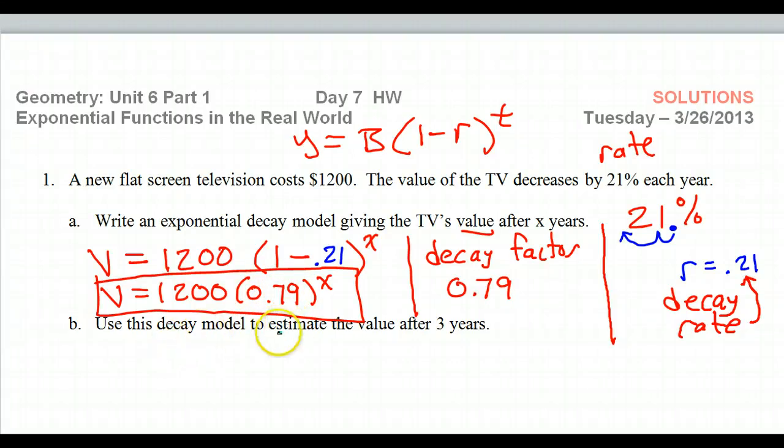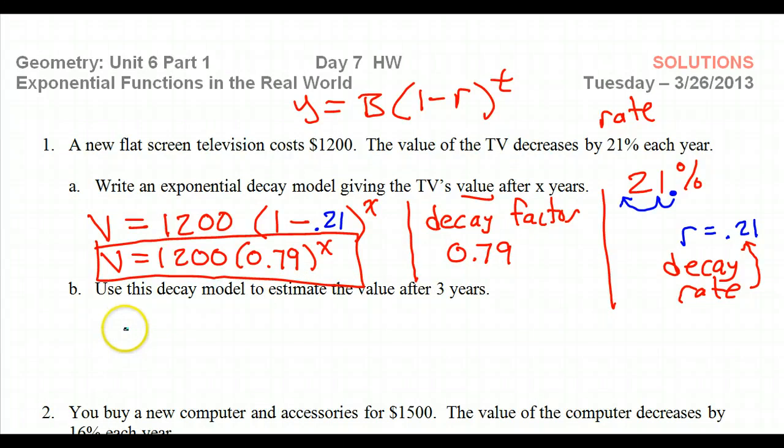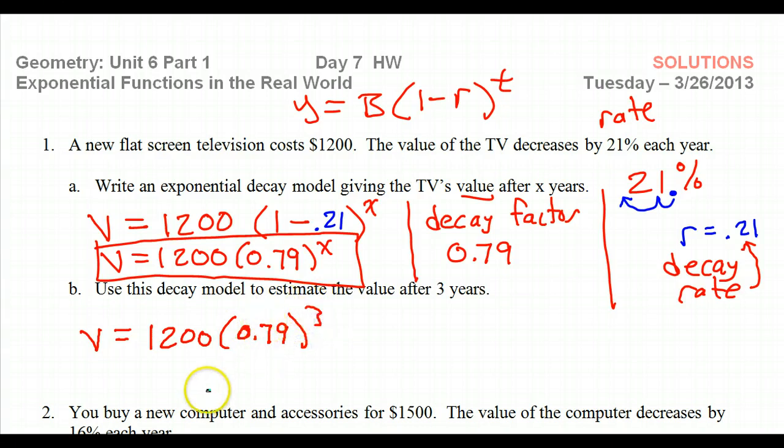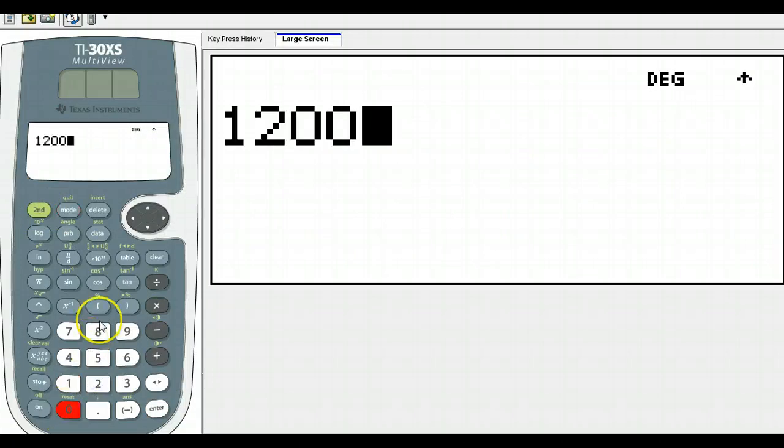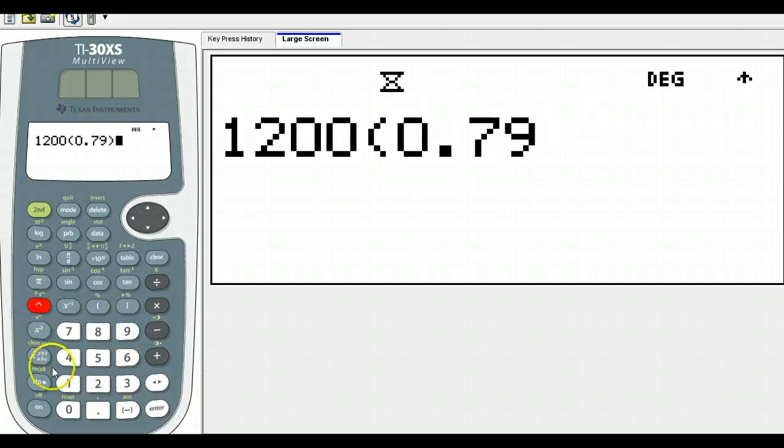Anyway, use this model to estimate the value after 3 years. Well, x represents the number of years. So the value after 3 years will be 1,200 times 0.79 to the third power. So we can just put that in the calculator. 1,200 times 0.79 to the third power. Okay, 3 years.